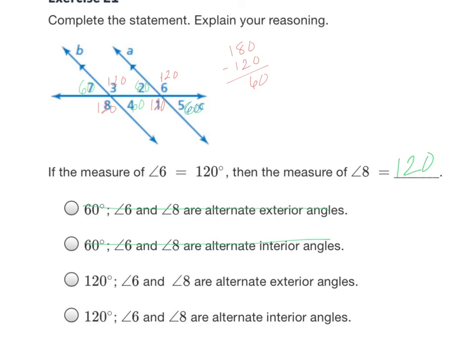It says angle 6 and angle 8 are alternate exteriors. So they are alternating sides of the transversal, and they are on the outside of the parallel lines. That means that this one is the correct answer. And we can rule out the last one because it says 6 and 8 are alternate interior, and they are not inside the parallel lines. So there is your correct answer.